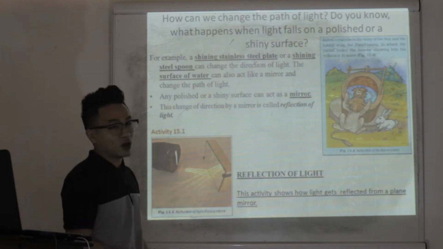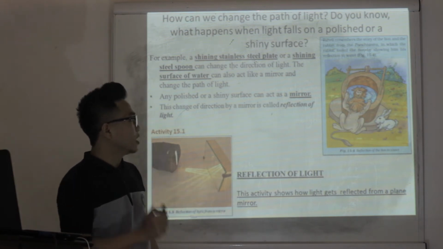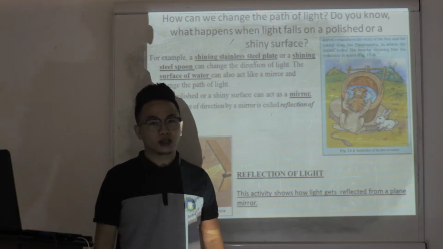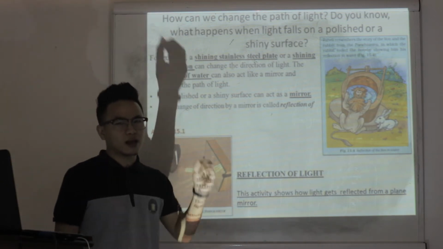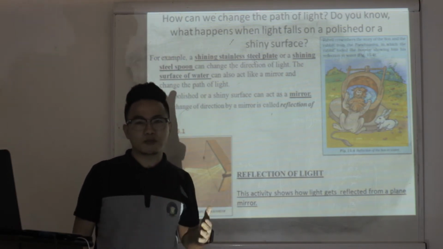There is a story about a rabbit and a lion. I hope you have heard it. The rabbit fooled the lion, and the lion saw his image in the well. So how can we find that light can bounce, or reflect?